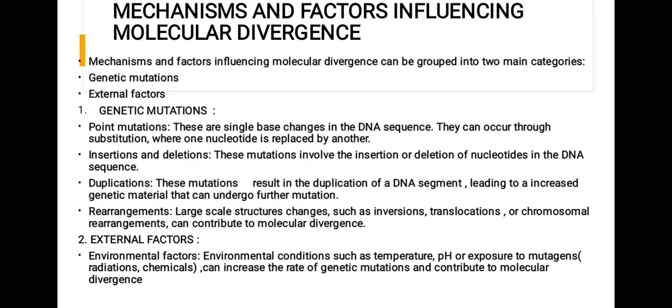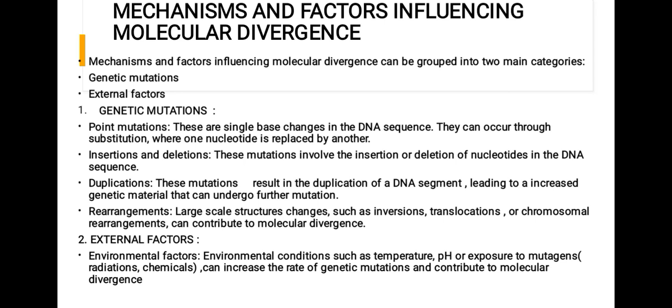Mechanisms and factors influencing molecular divergence. Mechanisms and factors influencing molecular divergence can be grouped into two main categories: genetic mutations and external factors. Genetic mutations: point mutations. These are single base changes in the DNA sequence. They can occur through substitution, where one nucleotide is replaced by another. Then insertion and deletion. These mutations involve the insertion or deletion of nucleotides in the DNA sequence.